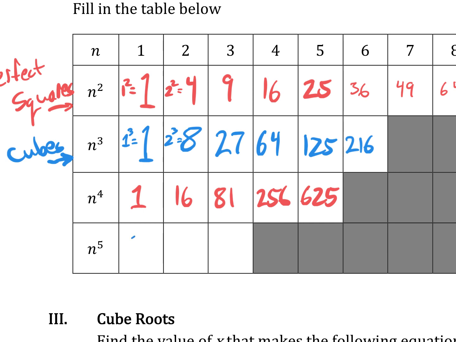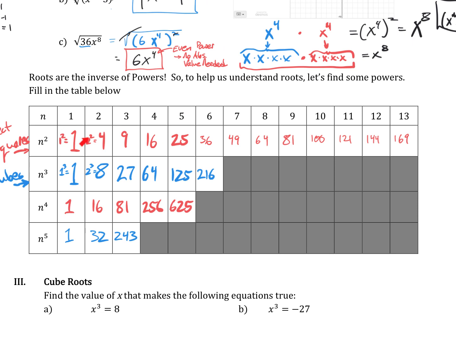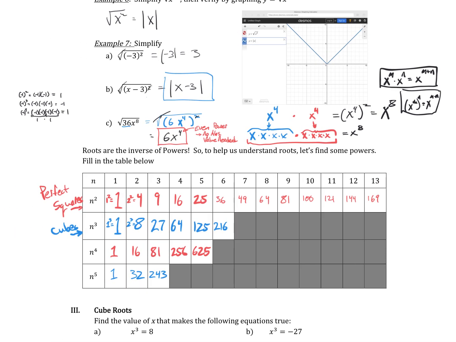And last but not least, fifth powers. We got 1 to the fifth power is 1. 2 to the fifth power is going to be 32. And 3 to the fifth power is going to be 243. All right. So definitely you want to memorize these squares for sure, and these cubes. We're going to use those a lot. Squares and cubes. These other ones we're not going to use a lot, just kind of nice to be familiar with them. So we'll stop there on this little video, and then we'll continue on the next video on cube roots.